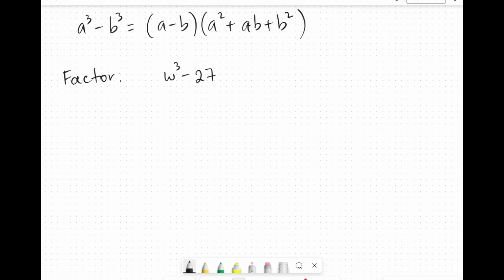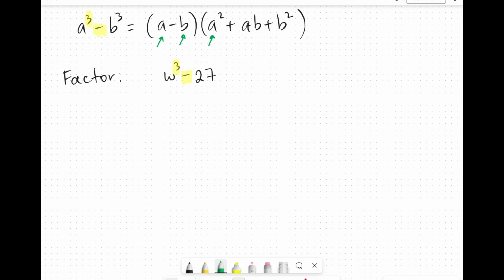So here is your formula on the top of the screen, and then the question is to factor w cubed minus 27. Again, you see the negative symbol which matches the negative in the formula, and you also see the power of 3 which matches the exponent in the formula. So you know this is your formula. To be able to factor, you again have to have the A and the B, because once you have your A and the B, you just replace each A with whatever your A is and each B in the formula with whatever your B is.